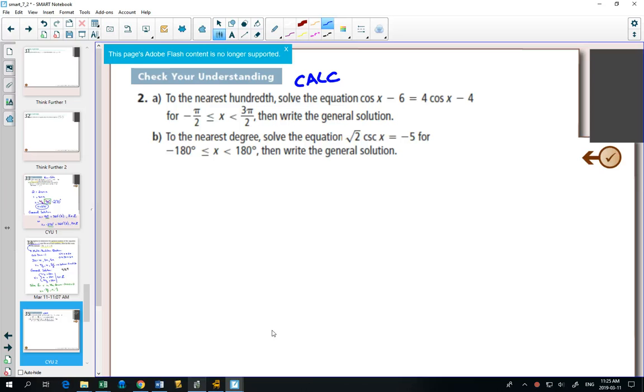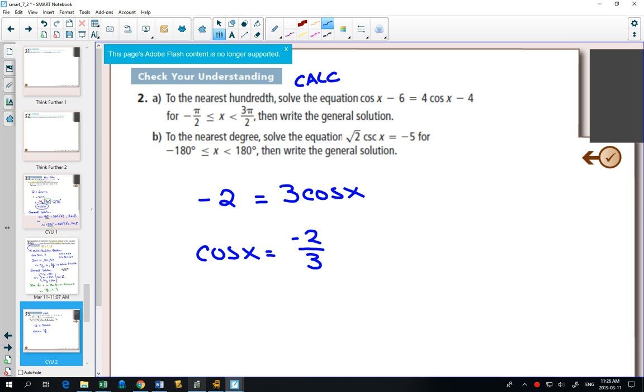So just like last time, we're going to need to combine our like terms and see if we can get cos by itself. Because anytime you're solving a trig equation, you're going to want to get whatever trig function you have all by itself on one side of your equation. So if I subtract cos x on both sides, I'm going to be left with 3 cos x on the right-hand side. If I add 4 to both sides, I'm going to get negative 2. And if I divide both sides by 3, now I'll get cos x equals negative 2 over 3.